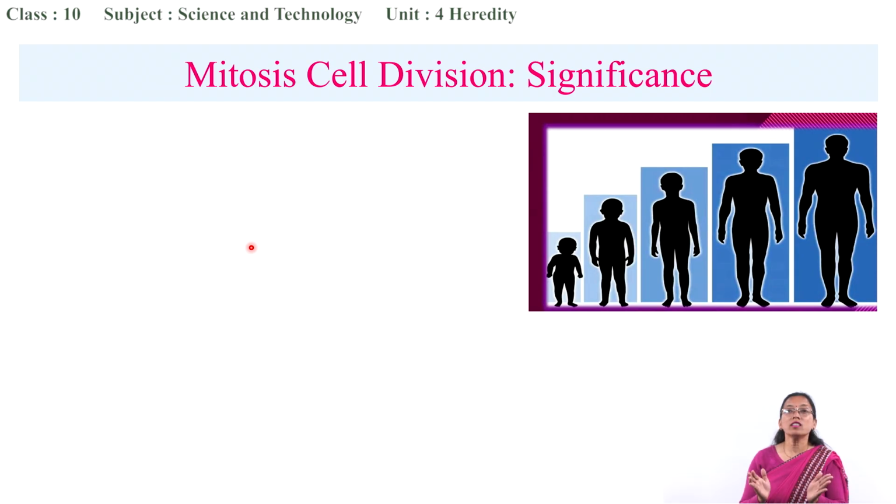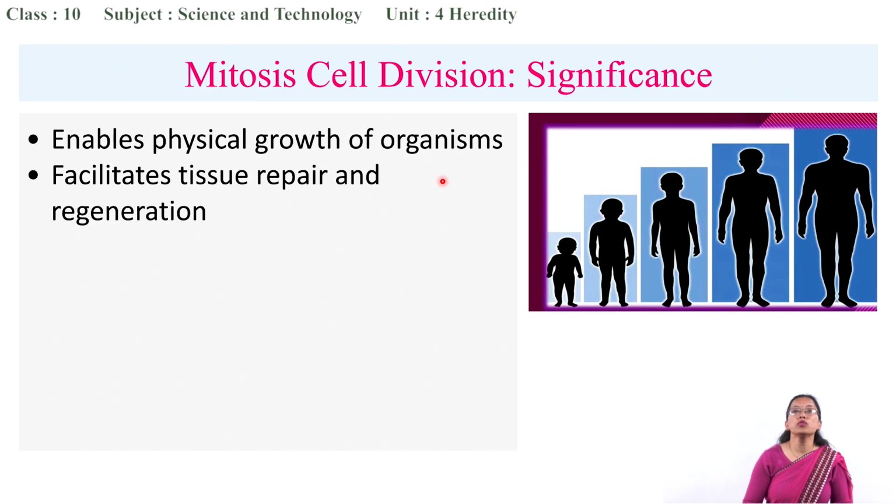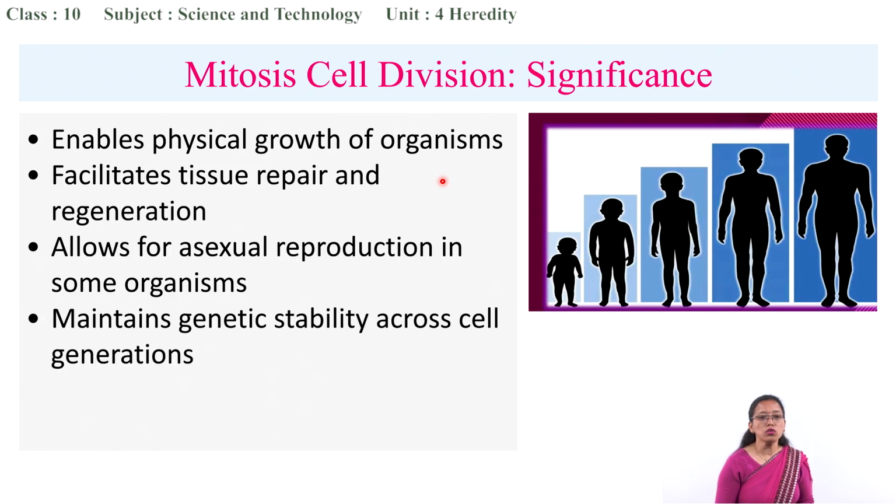And what are the other significances of mitosis cell division? Just see. It enables physical growth of the organism. Already you know that from small childhood to adulthood, growth takes place, which helps in physical growth. And it facilitates tissue repair and regeneration. That means worn out tissues are repaired and regenerated. Next, it allows for asexual reproduction in some organisms. And also it maintains the genetic stability across cell generations.